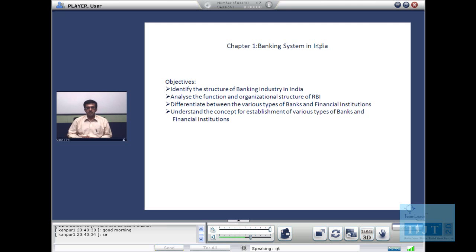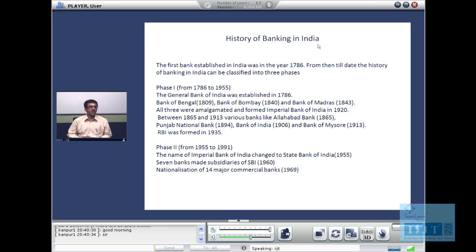Now, starting with the brief history about banking. Before learning banking, I think it is very important for us to understand the brief history of banking in India. Banking basically can be subdivided into three phases in India.